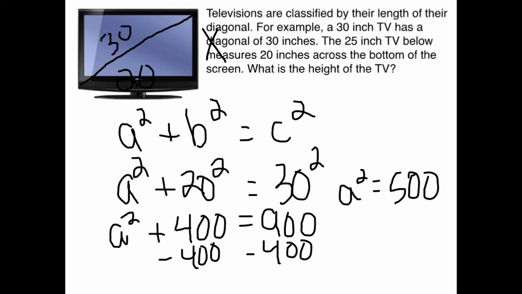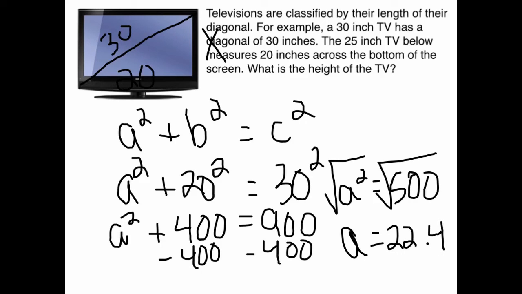My last step here is just to take the square root to figure out what a is. So a, square root of a squared is just going to be a. The square root of 500 is going to run about 22.4 inches.